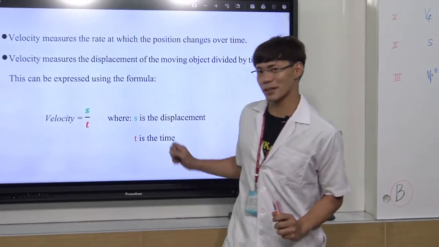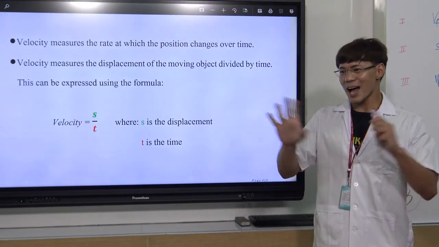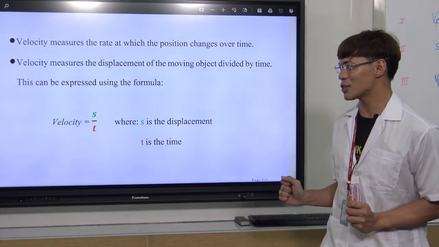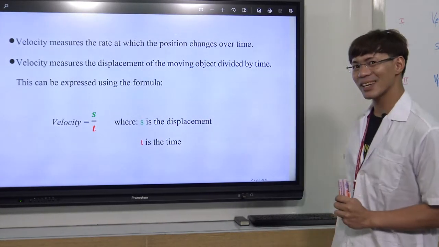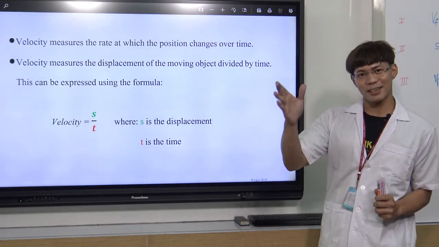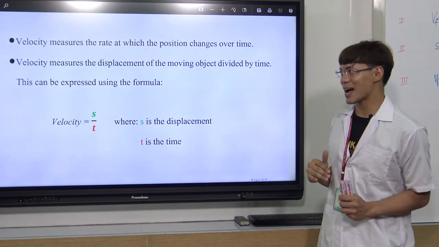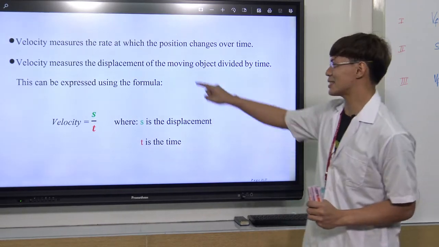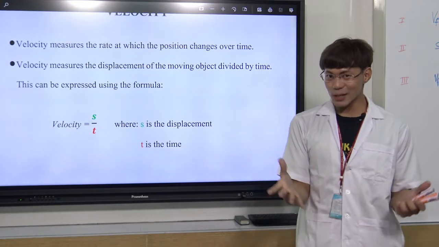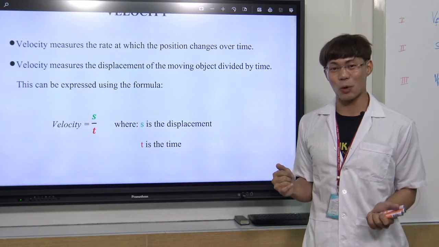So what is the formula for velocity? How do we solve the problem? How fast did I change from point A to point B? Now remember, the formula for velocity is displacement over time. That's exactly what the description says. The definition of velocity is the rate at which displacement changes over time.